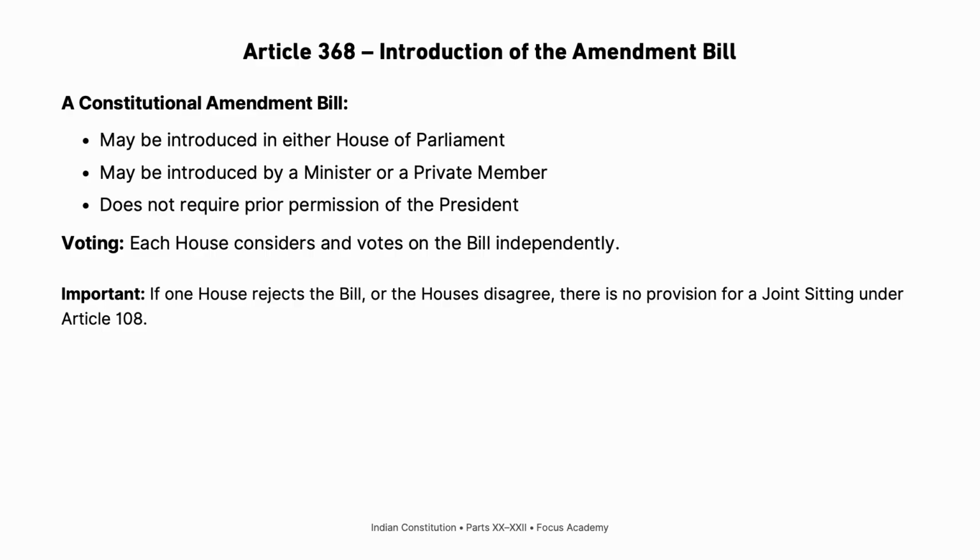Important. If one house rejects the bill or the house disagrees, there is no provision for a joint sitting under Article 108. A joint sitting is contained in Article 108. We talked about that. So if one house rejects the bill, if Rajya Sabha rejects the bill, then the Constitution Amendment Bill will be rejected. Okay, it will cease to pass. It will cease to exist, and they need to reintroduce it again. And they'll go through the same procedure again.